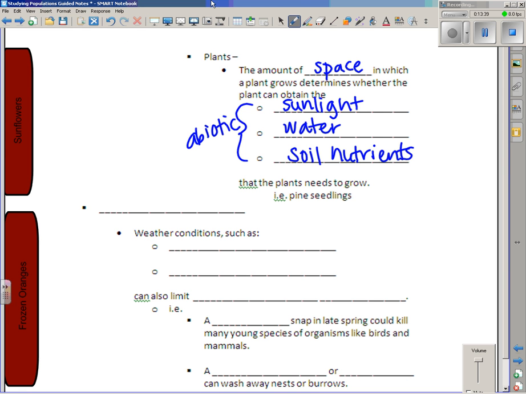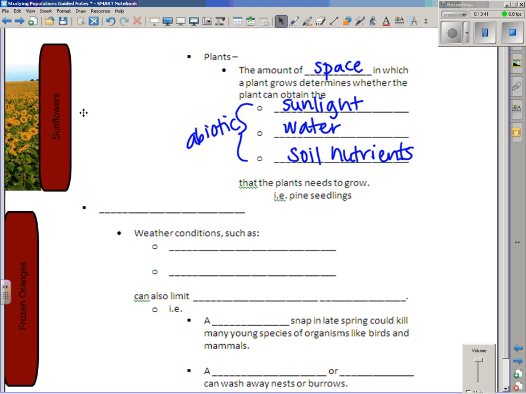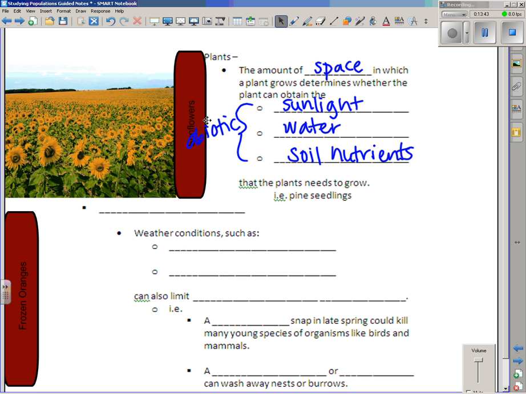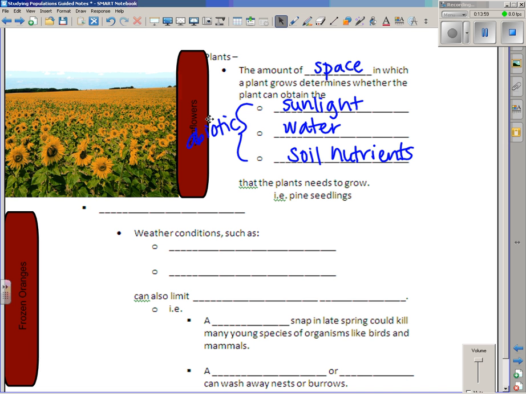If you could take a look at these sunflowers, you see that they're tightly packed together, and the sunflowers keep trying to outgrow one another so it gets more of the sunlight than its neighbor. And so that's one way that plants are trying to fight to get the space that they need. If they don't have the space, that's a limiting factor that could cause that organism not to be able to survive and grow.